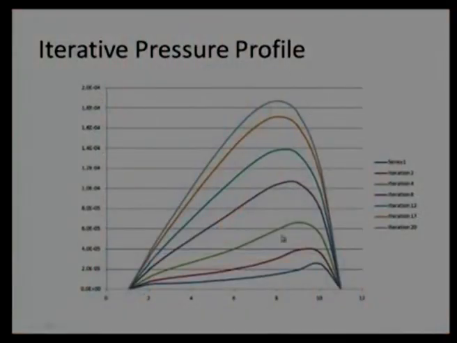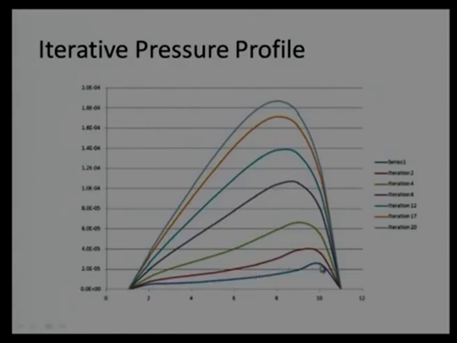And this is a pressure profile showing how the improvement is happening. As we can see, series 1 is iteration number 1. The initial iteration has pressure 0. We have selected 11 nodes. So node number 1, what is the pressure? It will be 0 always, that is a boundary condition. Node number 11, again the pressure will be 0, because that is a boundary condition. In between, the pressure is continuously varying.